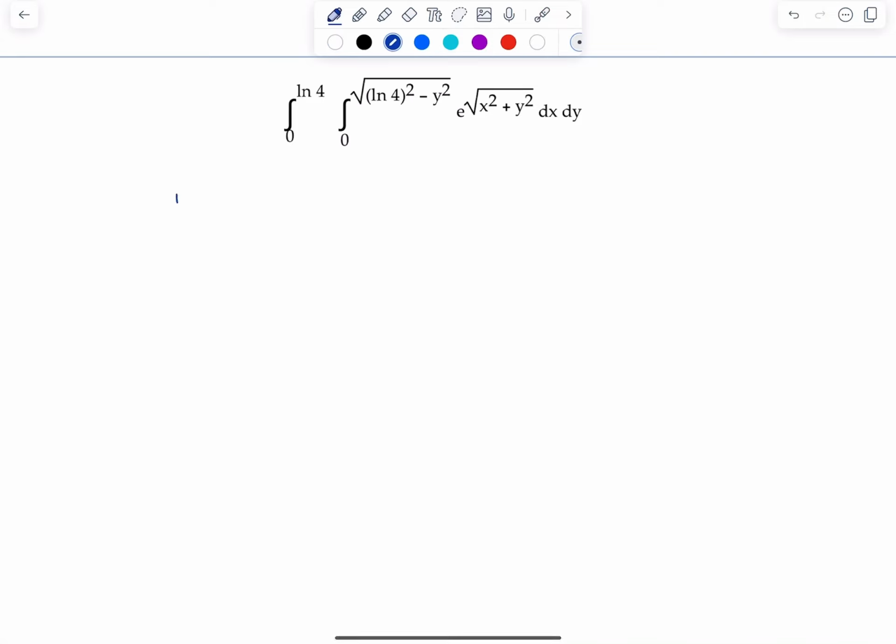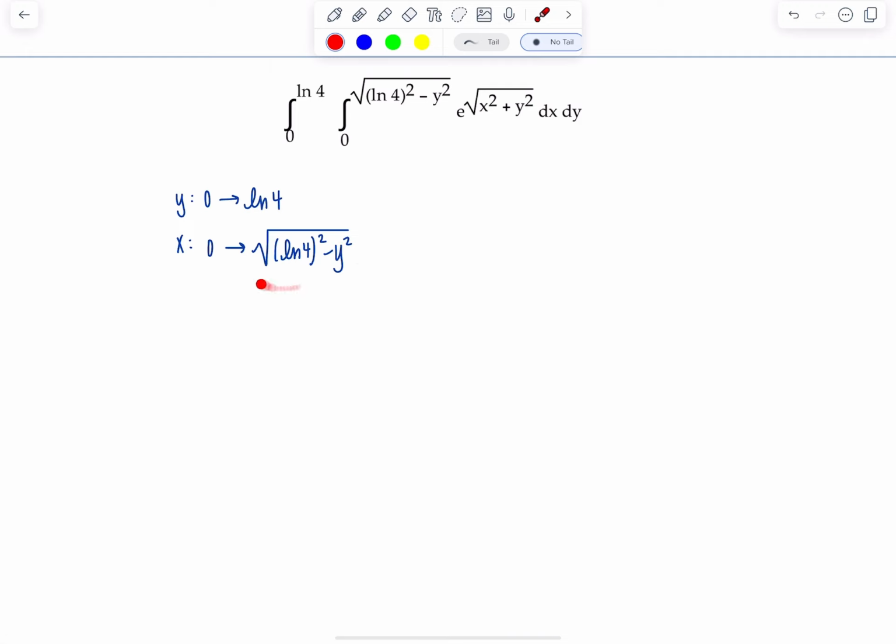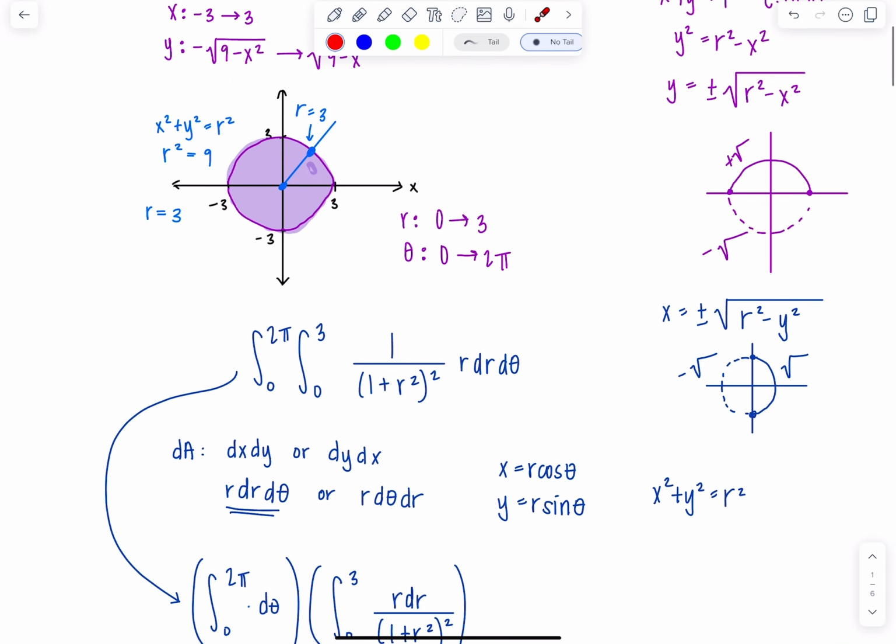The limits for y, notice here's dy on the outside, so these are the limits for y. They go from 0 to ln of 4. The limits for x go from 0 to the square root of (ln 4) squared minus y squared. Do you recognize what this represents the equation of? Yes, it's the right half of a circle whose radius is natural log of 4. Do you remember I showed you that earlier? It's okay if you forgot. Here, x equals plus or minus the square root of r squared minus y squared. This is the right half of the circle.